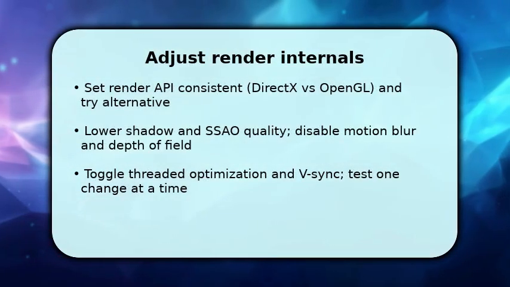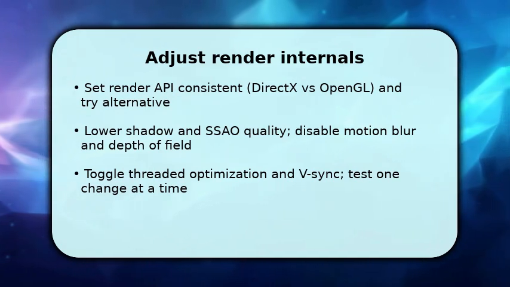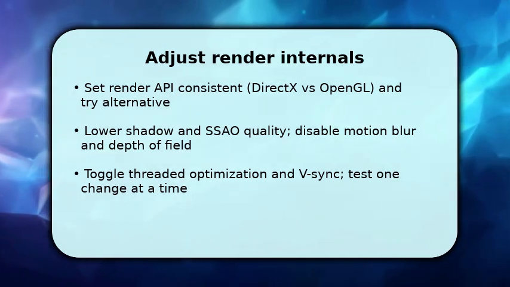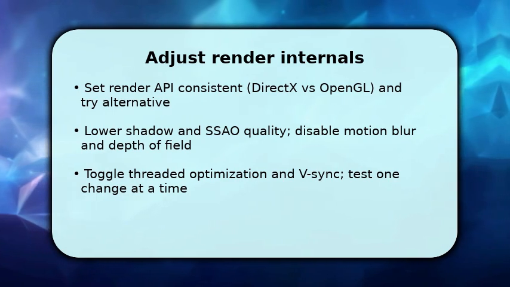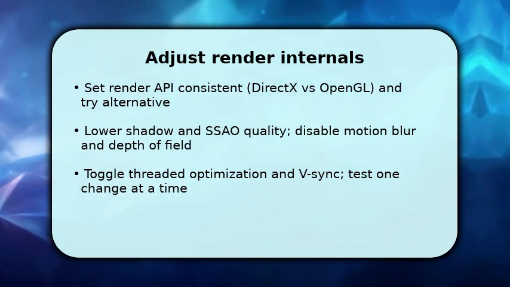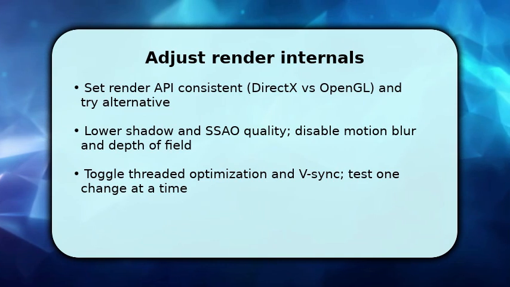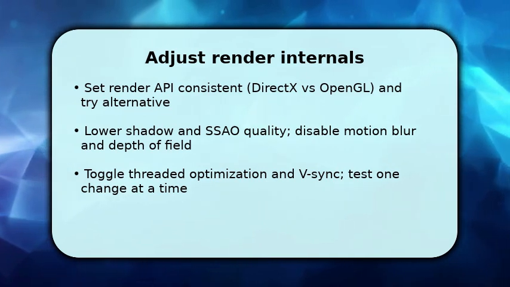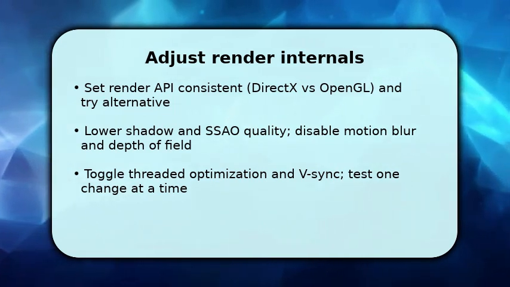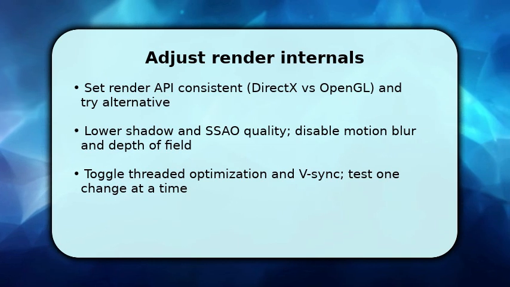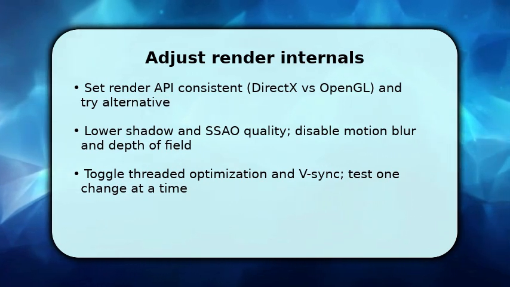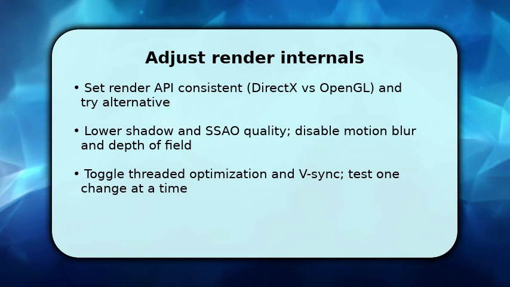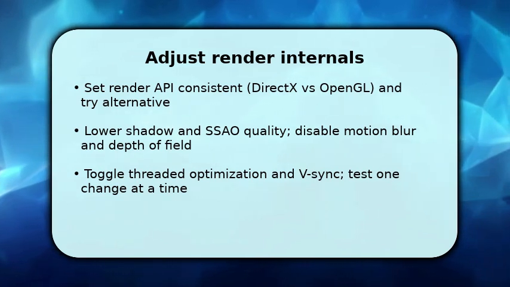Now you change the engine level options to isolate the problem. Switch the render API if available and test. Some flicker comes from API incompatibilities. Reduce shadow map resolution, turn off SSOW, and disable motion blur and depth of field because they composite frames and can create black flashes. Also toggle threaded optimization and VSync to see if timing is the culprit.